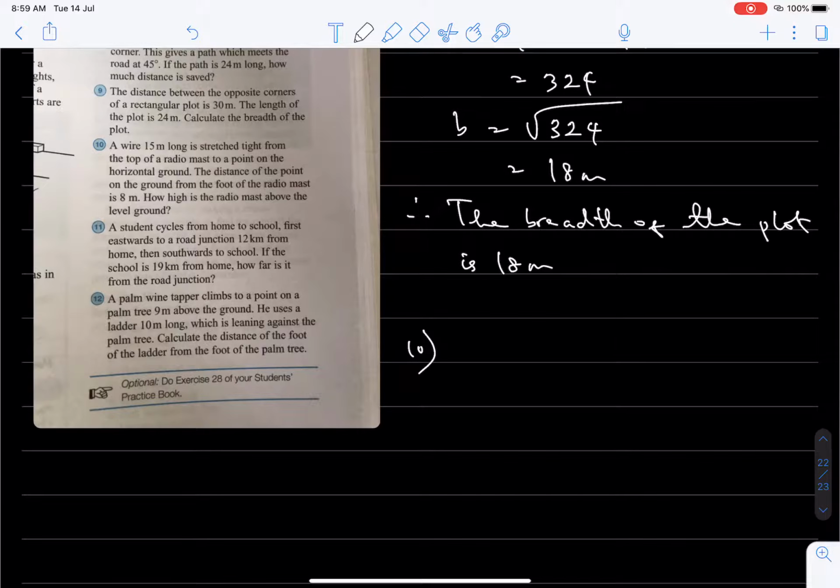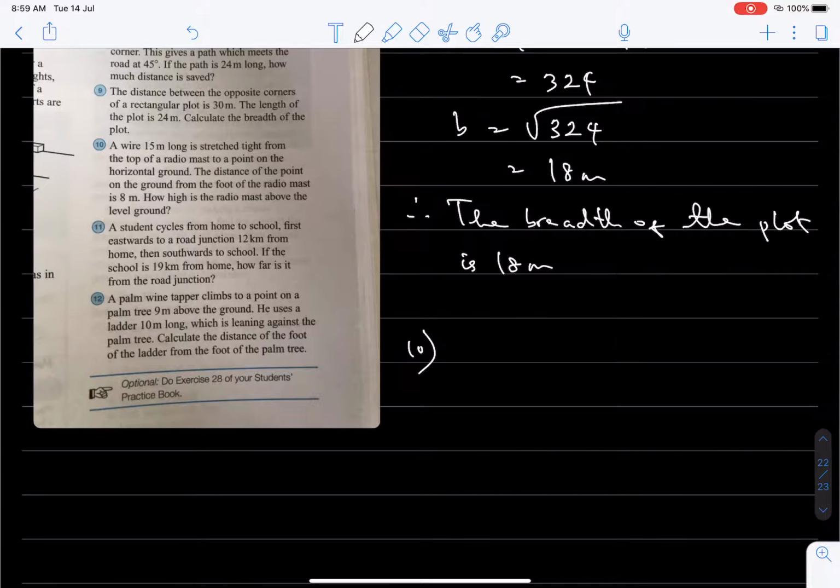Yeah. So let this be the radio mast. This is the top of the radio mast. T for top of radio mast, and this will be the foot of the radio mast. The wire is stretched from the top of the radio mast to a point on the ground. Let that point on the ground be P. Now it says the wire is 15 meters. That means the distance from T to P is 15 meters, which represents the wire. And the distance of the point on the ground from the foot of the radio mast is 8 meters. That means from the foot of the mast to the point on the ground where the wire is stretched to is 8 meters. Now, what's the question? How high is the radio mast?